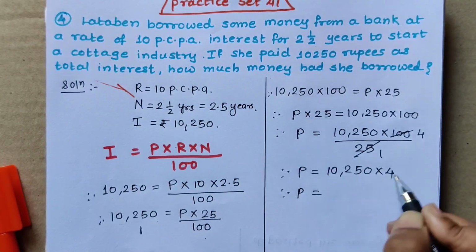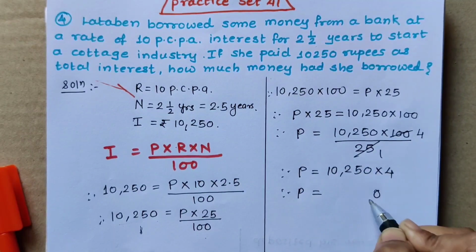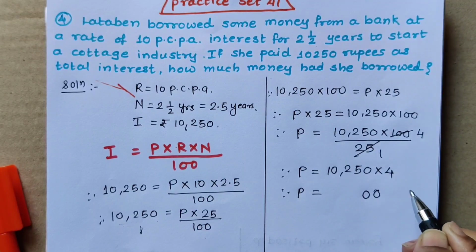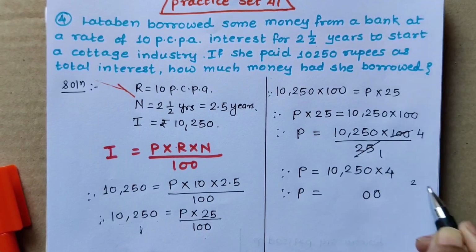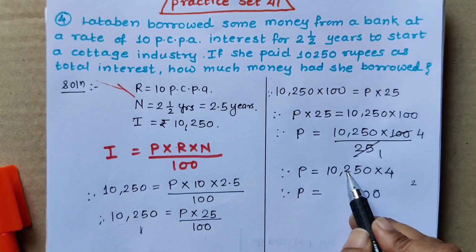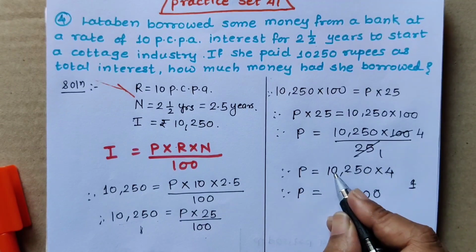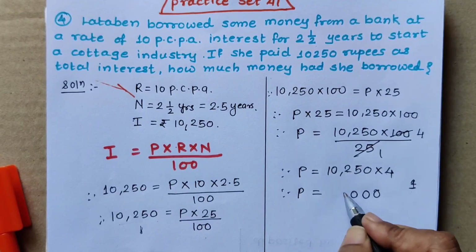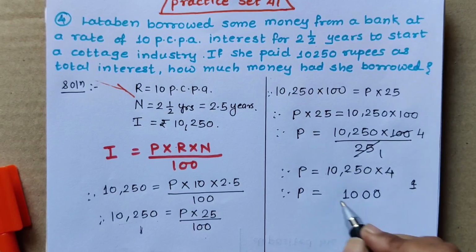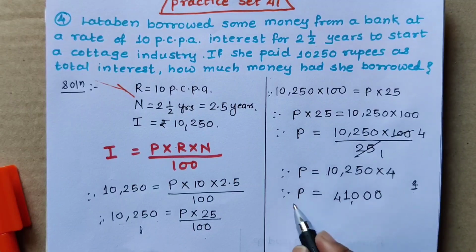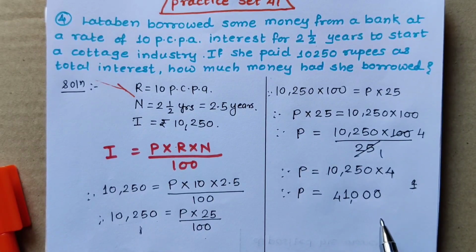And therefore P is equal to 4 zeros are 0, 4 fives are 20. So 0 written, 2 carrying, 4 twos are 8, 8 plus 2, 10. Again 0 written, 1 carrying, 4 zeros are 0, 0 plus 1, 1, 4 ones are 4. So the principal she has borrowed is 41,000 rupees.